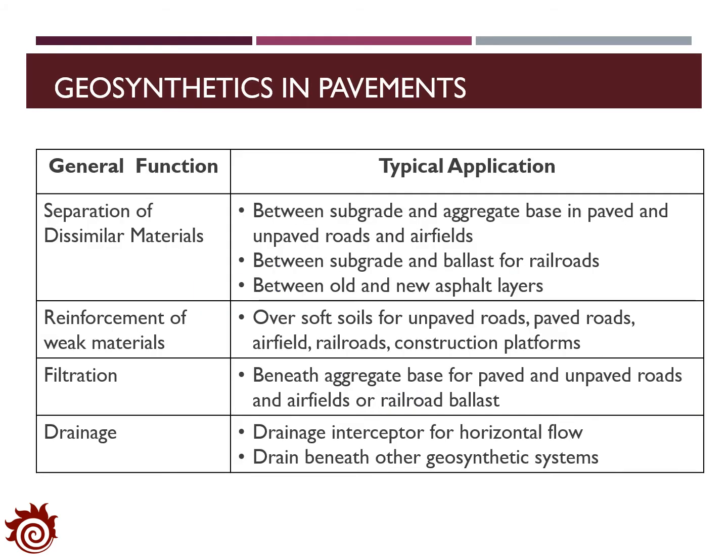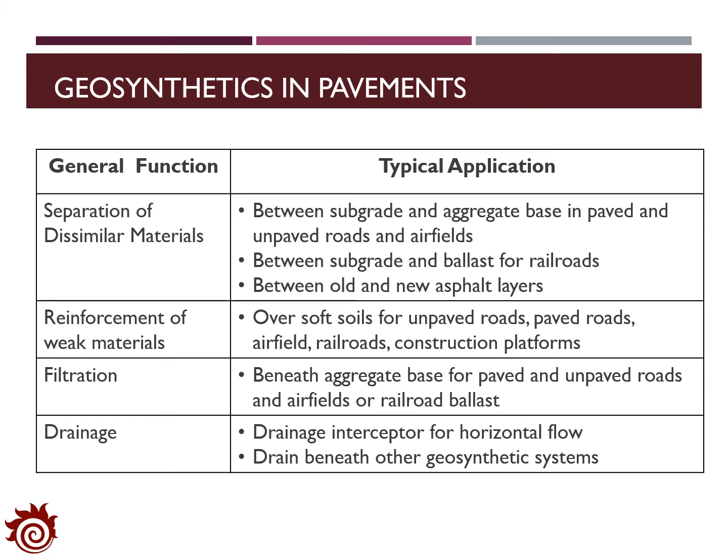In pavement design, geosynthetics will usually perform four general functions. The first function is the separation of dissimilar materials. To gain this function, we will usually place geosynthetic reinforcement between subgrade and aggregate base in paved and unpaved roads and airfields. We can also place the reinforcement between subgrade and the ballast of railroads, or between old and new asphalt layers.